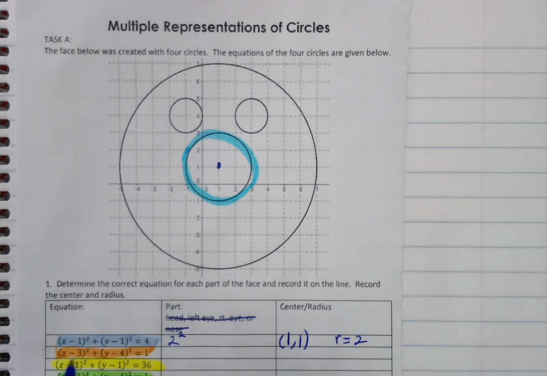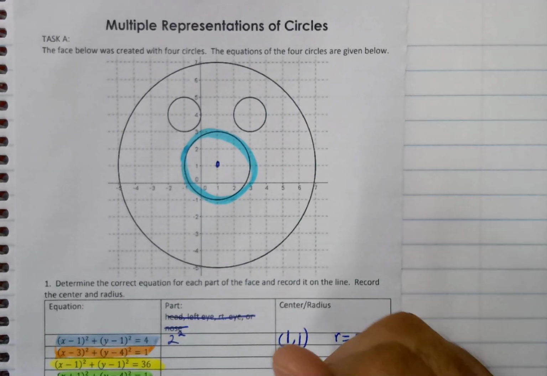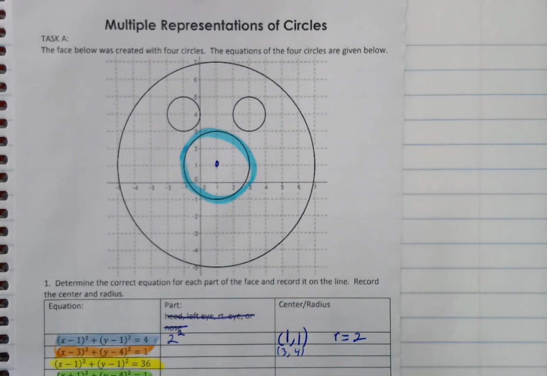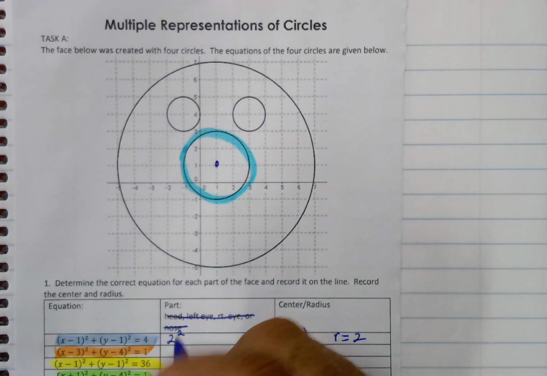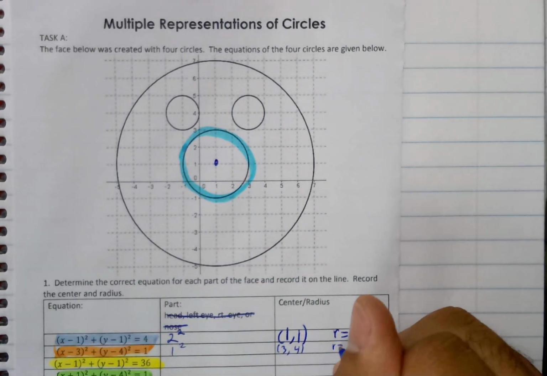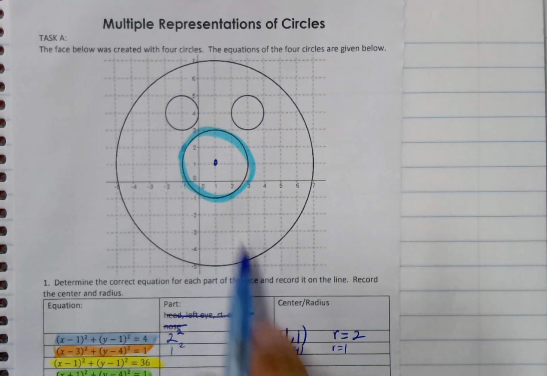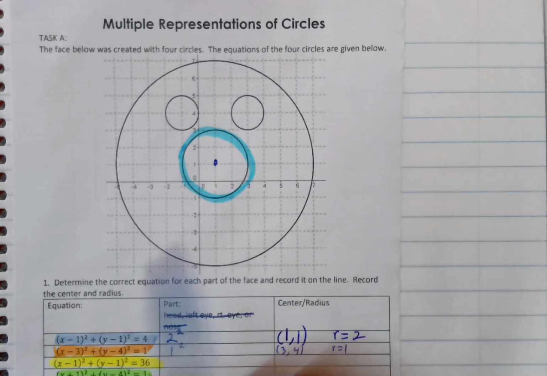Looking at the orange one now. The orange circle, we have x minus 3, so we need a positive 3. Y minus 4, we need a positive 4. And then we have a 1 here. The number 1 squared gives us 1, so radius equals 1. So 3 to the right, 4 up. We get this one with a radius of 1.